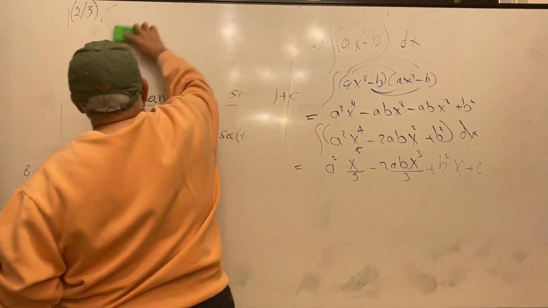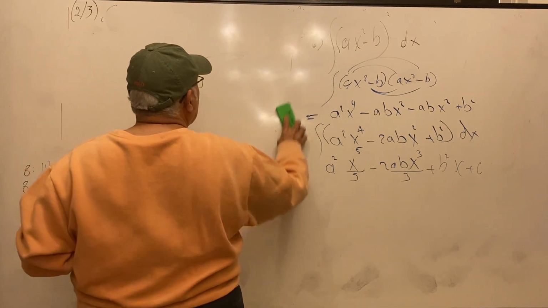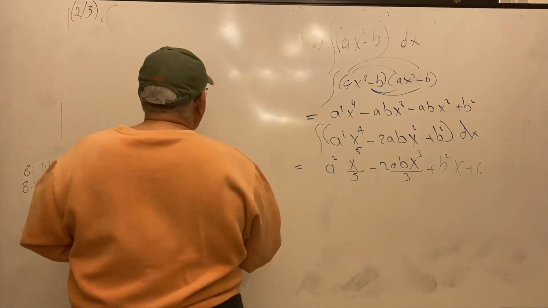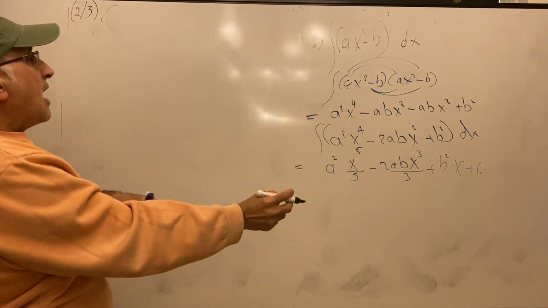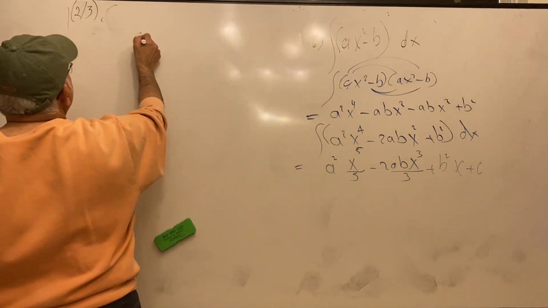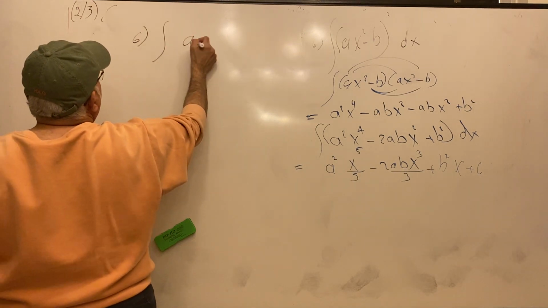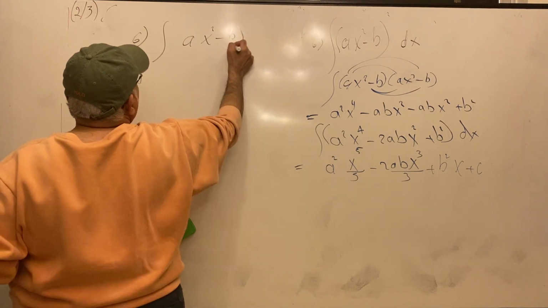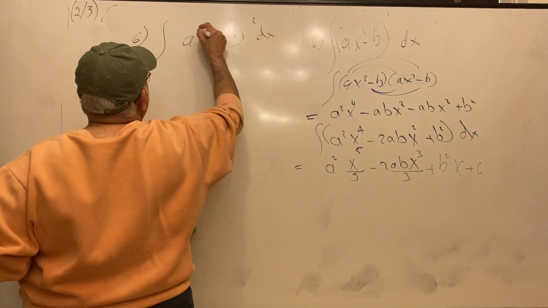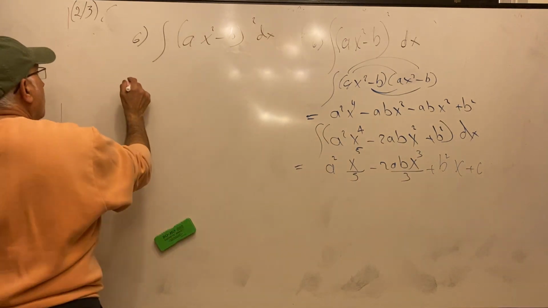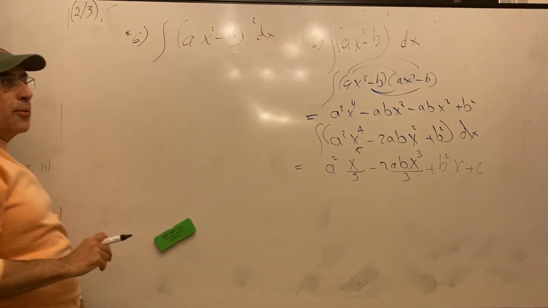Can I do it another way? Well, this is the key for the other question, for the other step I want. Let's say I'm going to do question 6 in a different way. (ax squared minus b) squared dx. Star means another way.